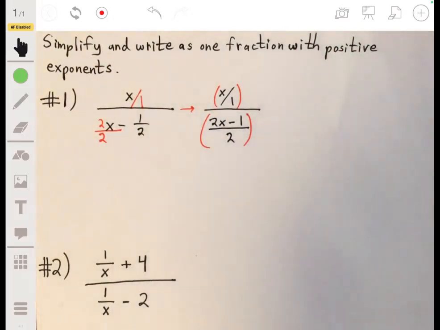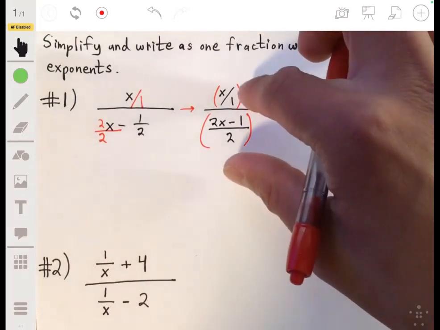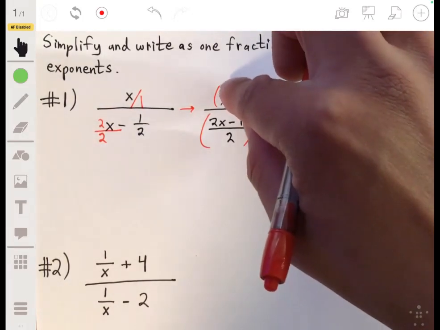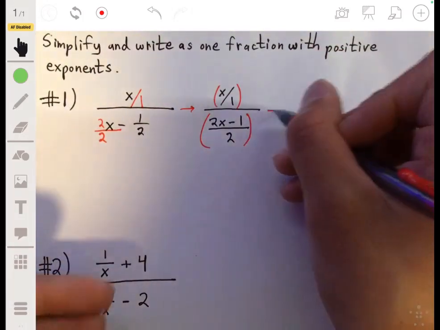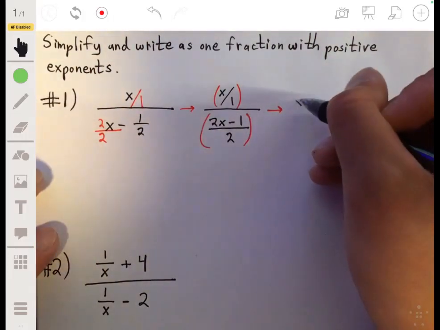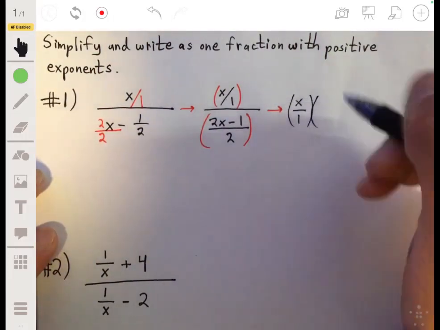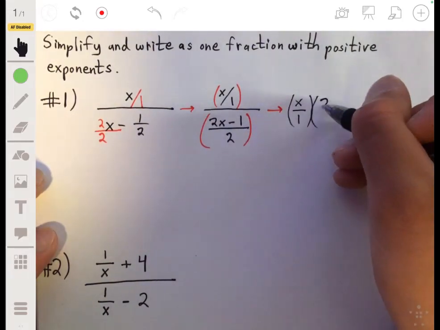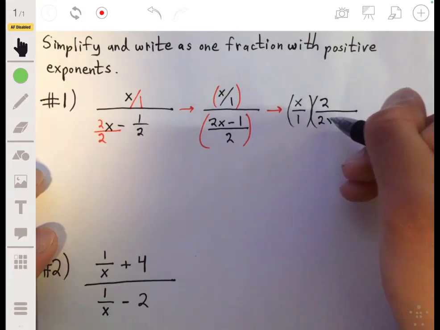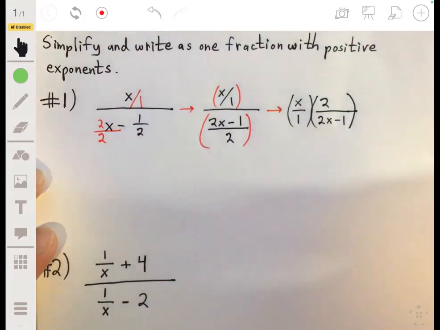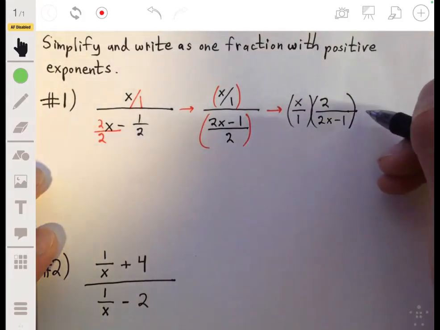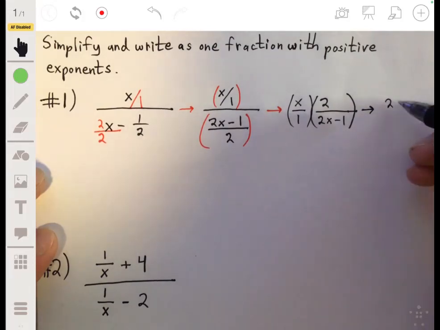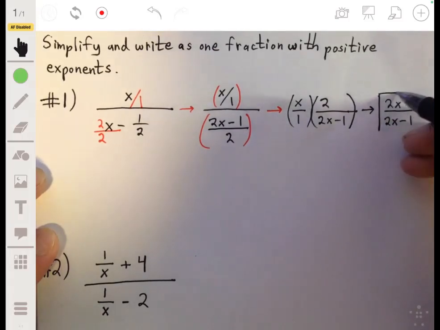And then from here, you can simplify it by multiplying the numerator by the reciprocal of the denominator. So then what you get is x over 1 times 2 over 2x minus 1. And then all you got on top is then 2x over 2x minus 1. That'll be your final answer for that one.